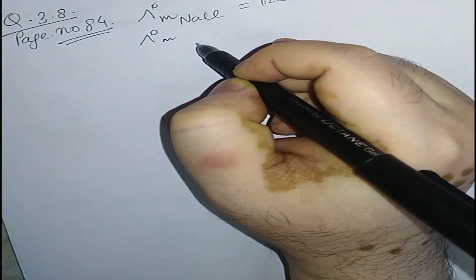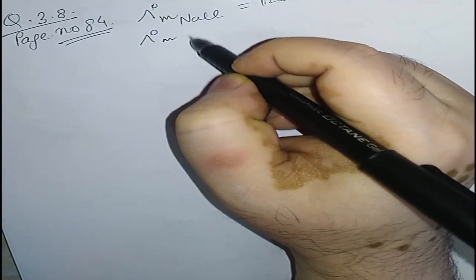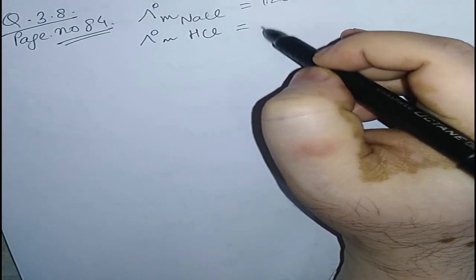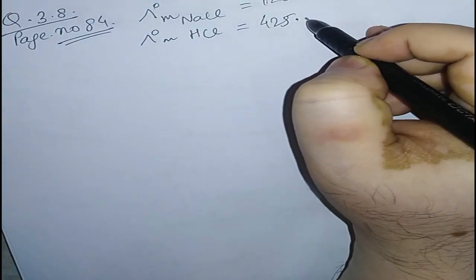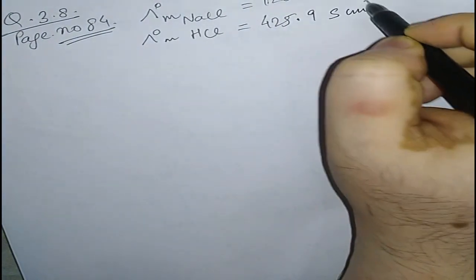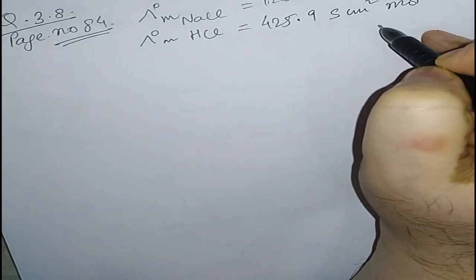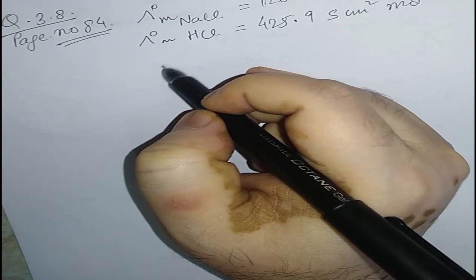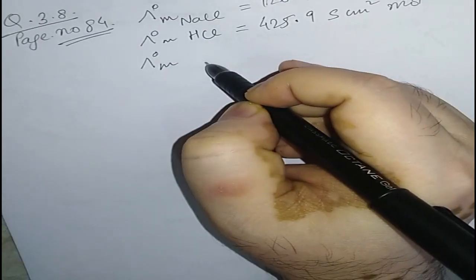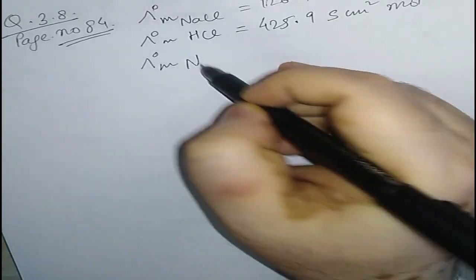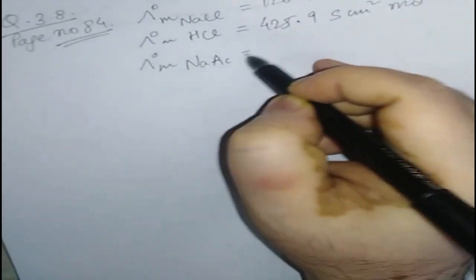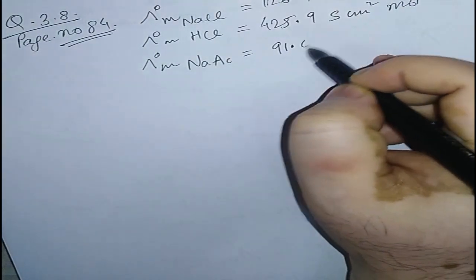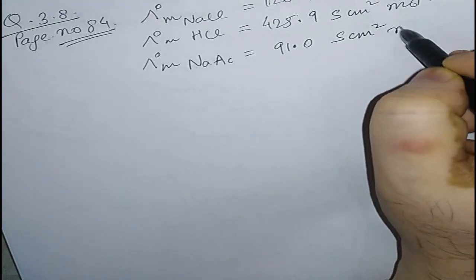Lambda m for HCl is equal to 425.9 Siemens centimeter square per mole, and lambda m for NaAC is equal to 91.0 Siemens centimeter square per mole.